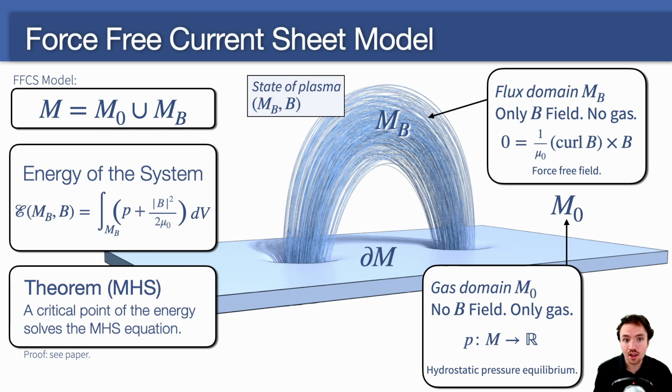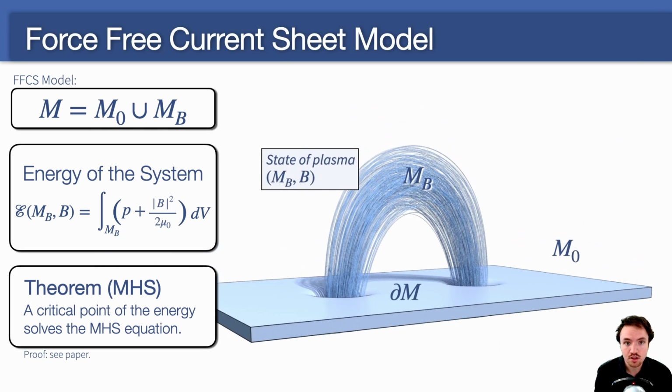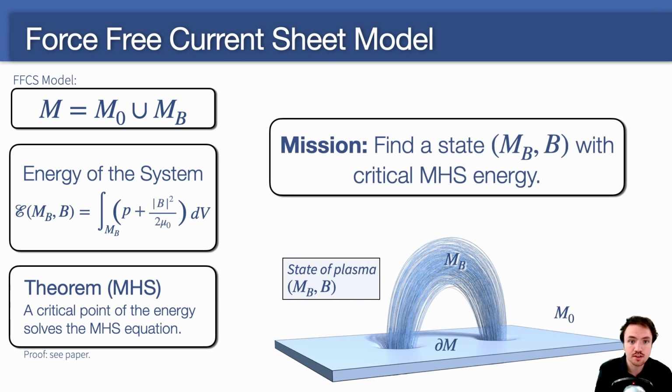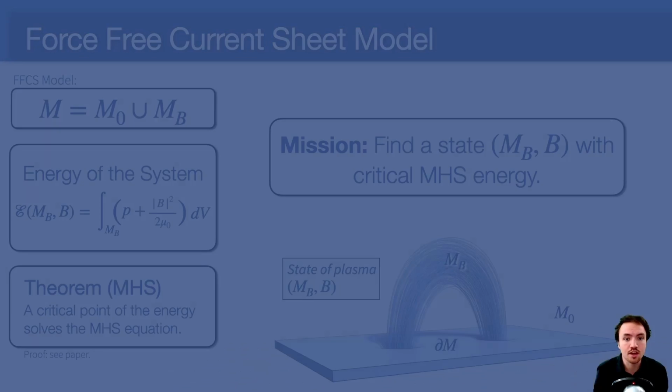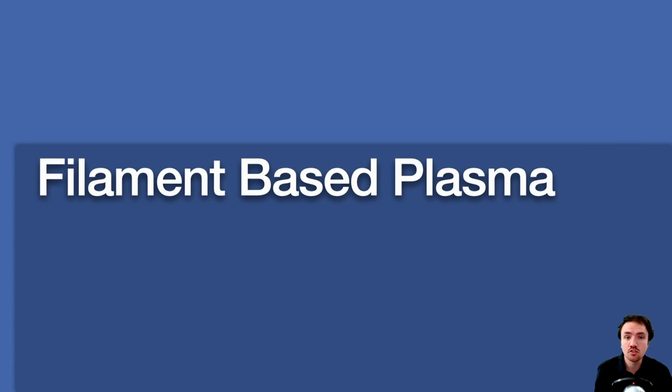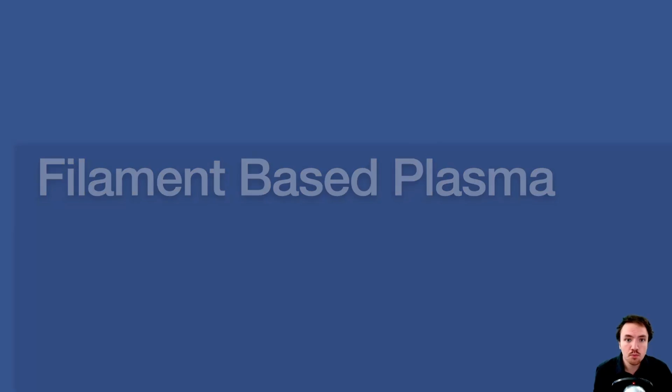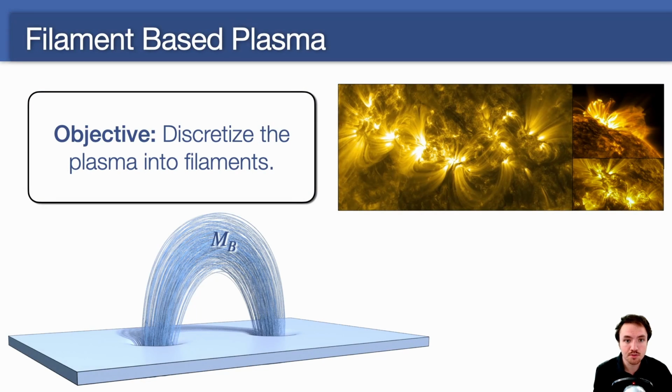This model now allows us to update our mission, which has now shifted into finding the state MB of the flux domain that is a critical point of the energy according to the force-free current sheet model we just discussed. How can we handle this flux domain MB computationally? Our approach is to express MB using a filament-based description. Let's introduce this formally. So the objective is clear. We want to discretize the plasma into filaments because the footage reveals curve-like elements.